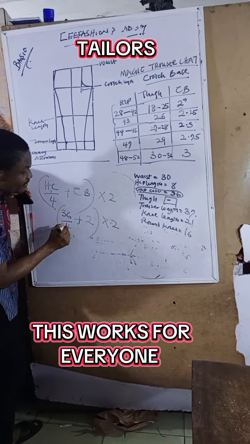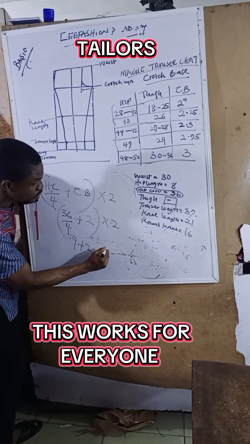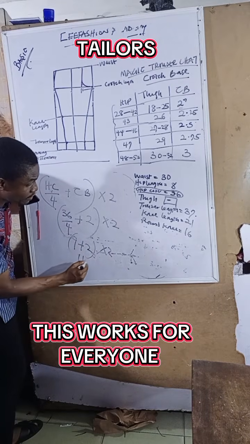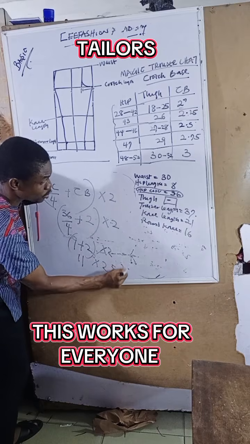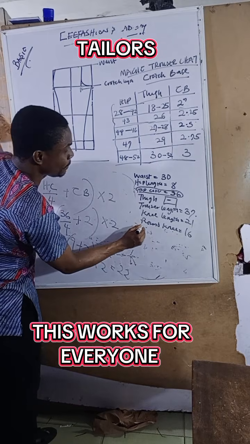36 divided by 4 gives us 9 inches. Plus 2, now times 2, bracket open, bracket close. 9 plus 2 is 11. 11 times 2 is 22. It means that for a hip of 36, the thigh is 22 inches.